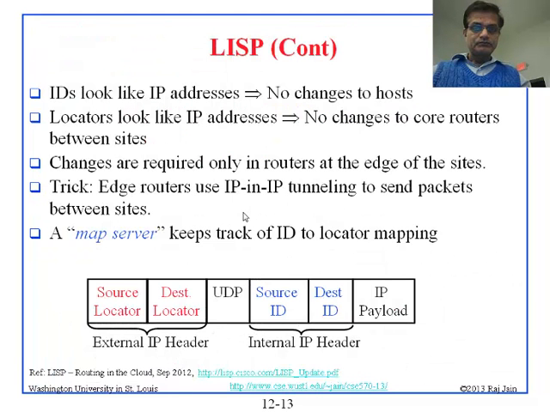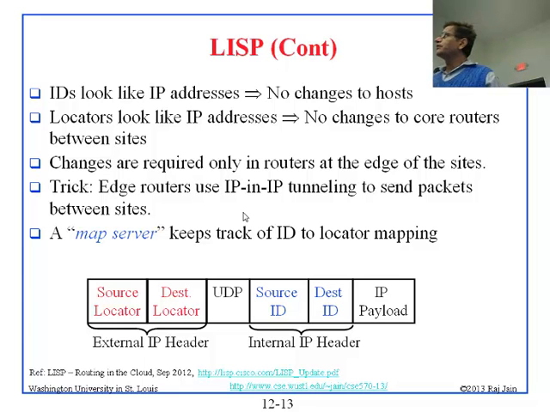So let's see. Because the IDs look like IP addresses, there are no changes to the host. Hosts think that they are addresses and they just use them as they are given. Locators look like IP addresses and therefore there are no changes to the core routers. The core routers don't know that anything has been changed. They just use the outside IP header. Changes are required only in the edge routers. The edge routers know that something new is happening. And the edge routers use IP-to-IP tunneling to send packets between the sites.